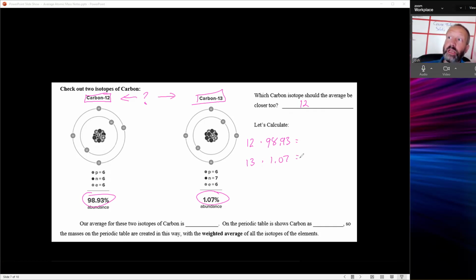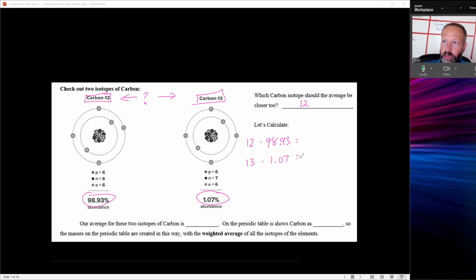And on tests, it will tell you very clearly. If you need to calculate a number, it will tell you very clearly where to round to. So be sure you're reading and paying attention. It will tell you right there in the question, round to the, okay? So I'm telling you now, we're going to round to the hundredths place.